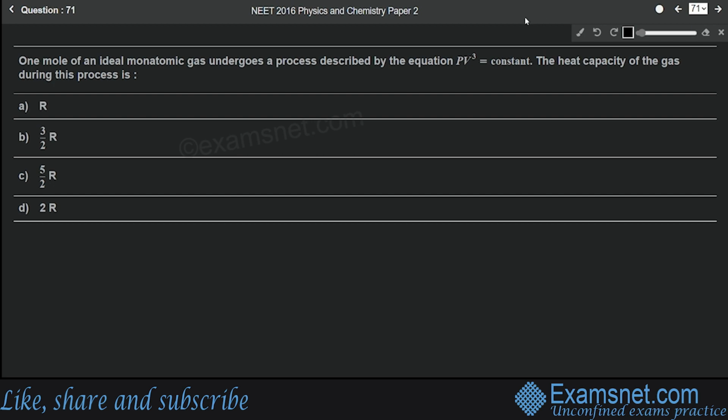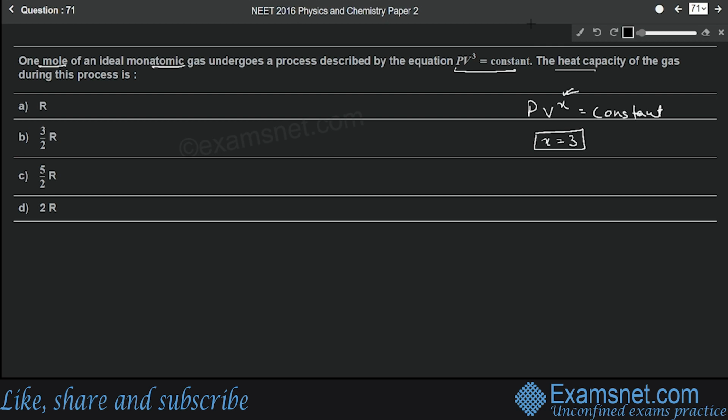Question number 71 is again from the same chapter, that is thermal properties of matter. And the question is, 1 mole of an ideal monoatomic gas undergoes a process described by the equation PV cube equals to constant. The heat capacity of the gas during this process is, okay. So we know that PV to the power x is constant. So according to this question, the value of x is 3 here.